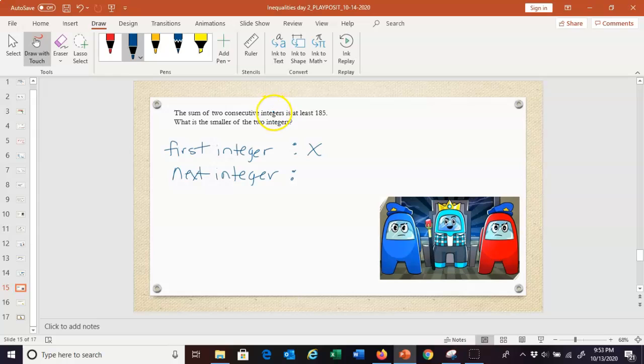Well, here's an example. The first integer is 1. What's the next integer? It's 2. Okay. If the first integer is 4, what's the next integer? It's 5, right? So each time we're just adding 1. So if the first integer is x, what's the next integer? X plus 1.